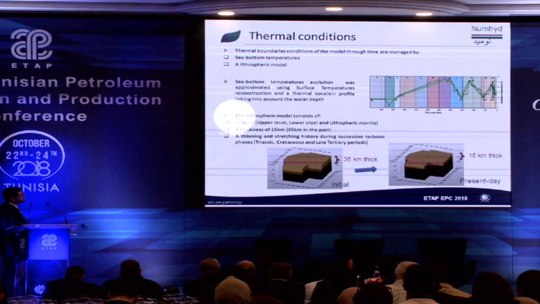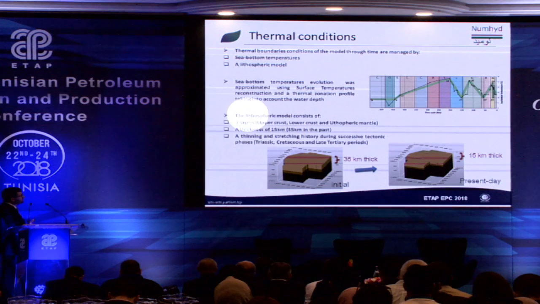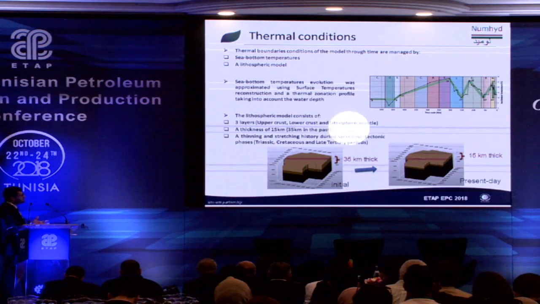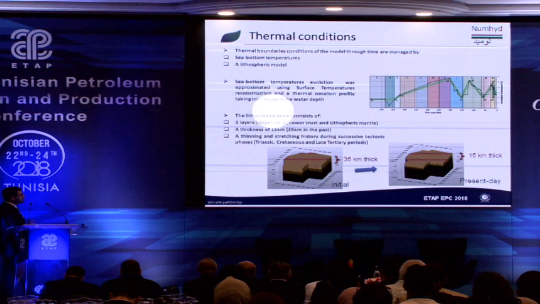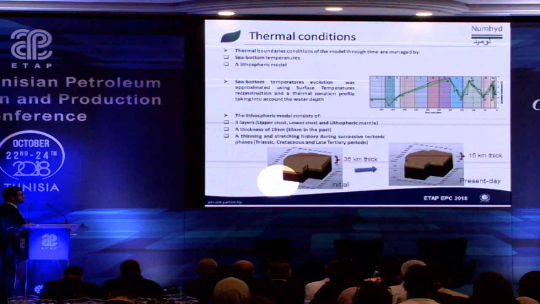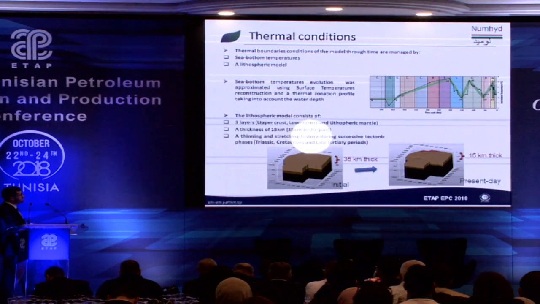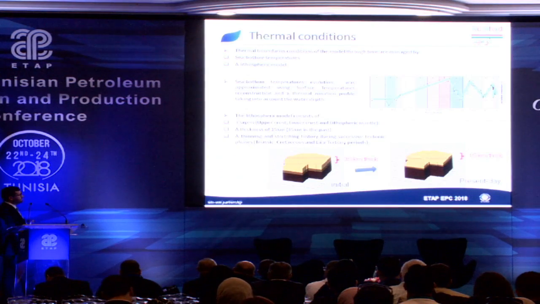For the lithospheric model, the lithospheric model is a model with 3 layers, an upper crust, a lower crust, and a lithospheric mantle. The global thickness of the model on the permit is 15 kilometers thick, and thanks to this model, we are able to take into account the thinning and stretching history of this crust during time.